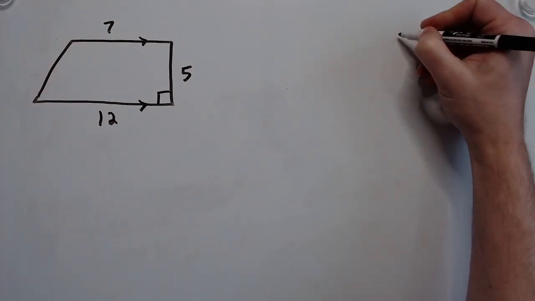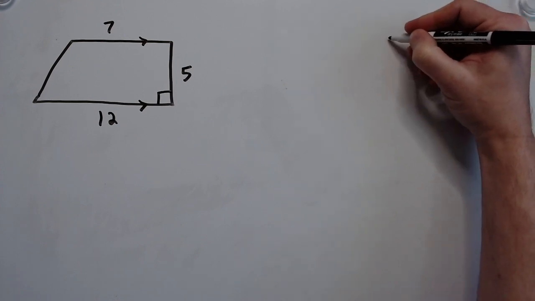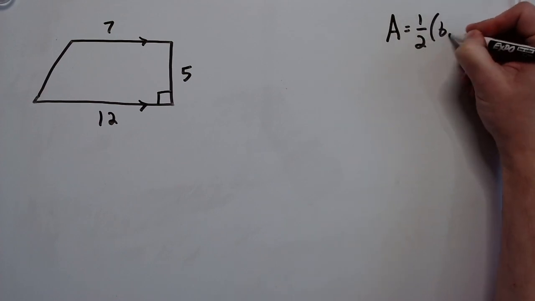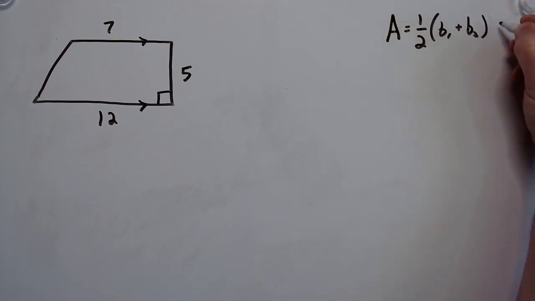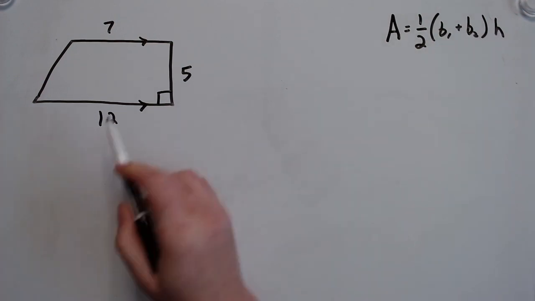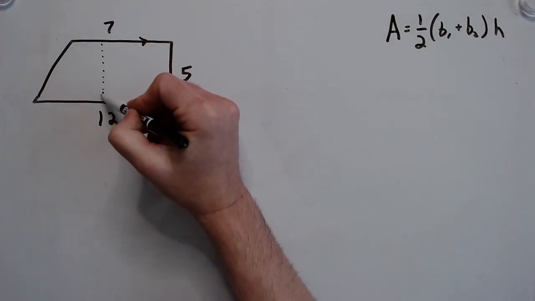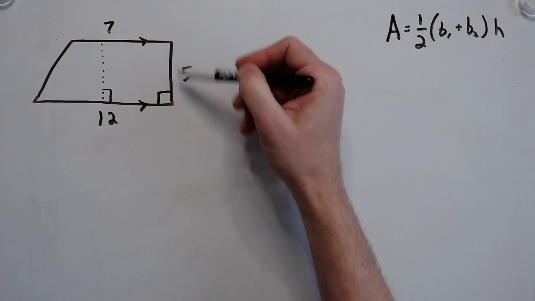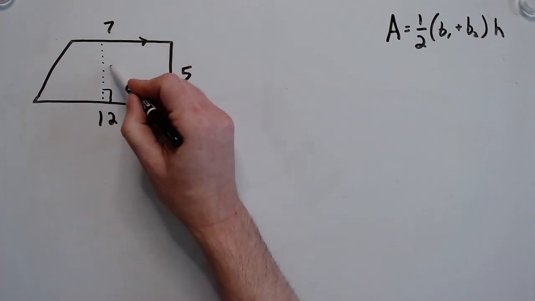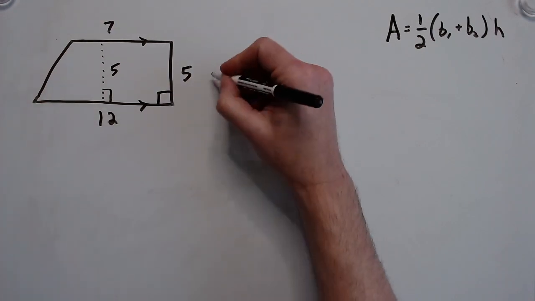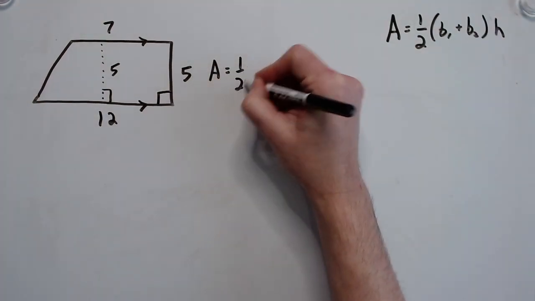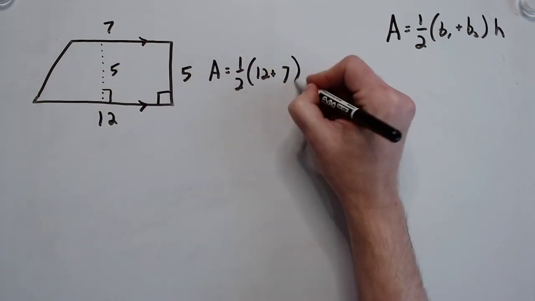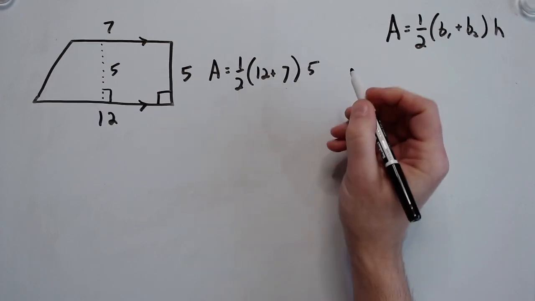What I'm going to do is up here in the corner, I'm going to write down the equation so we can use it. We know the area of a trapezoid is 1/2 of (B1 plus B2) times the height. So here, the height would be something like this, right? But in this case, we already have a right angle over here. So this height and this side happen to be the same number. So if we wanted to, we could put the 5 down here. So the area here is going to equal 1/2 (B1 is 12, plus B2 is 7) times the height, which is 5.